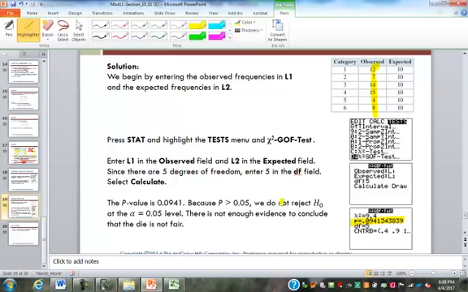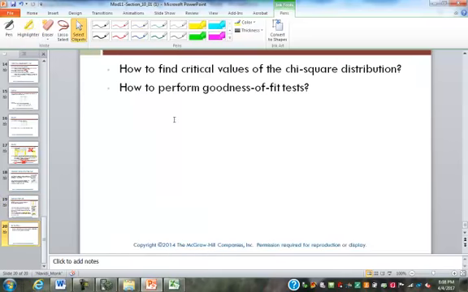So the way we would do it here is we would use a p-value test. Since alpha is 0.05, we would reject if the p-value is less than alpha. Here, the p-value is not less than 0.05, so we do not reject. We fail to reject that null hypothesis. Once again, there is not strong enough evidence to conclude that the die is not fair. So we found the critical values of chi-squared, and we performed the goodness of fit test.